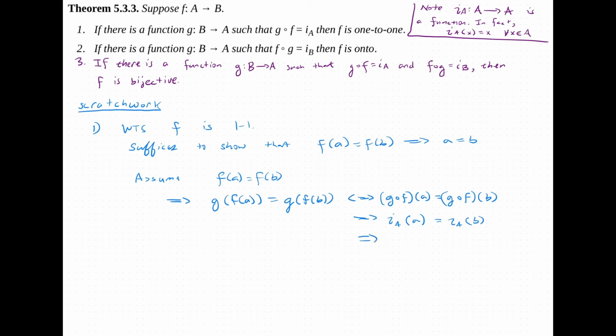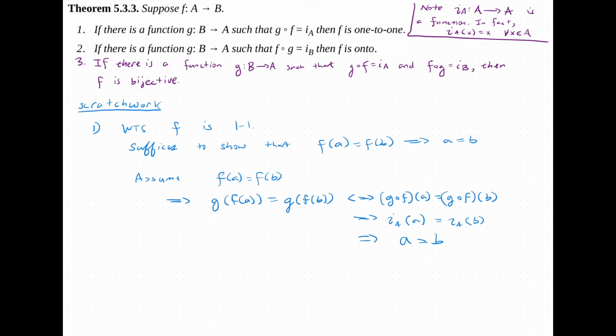But when we evaluate the identity function at x, this will always output x. And so in this example, the identity function on A outputs back a, and the identity evaluated at b just outputs b, and we get what we want. We have that now f is 1 to 1 since we have proven this portion right here. And so that takes care of the scratch work for the first statement.